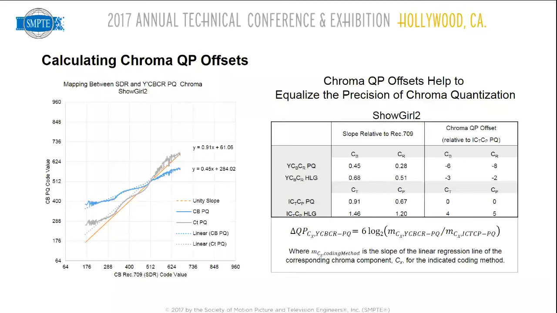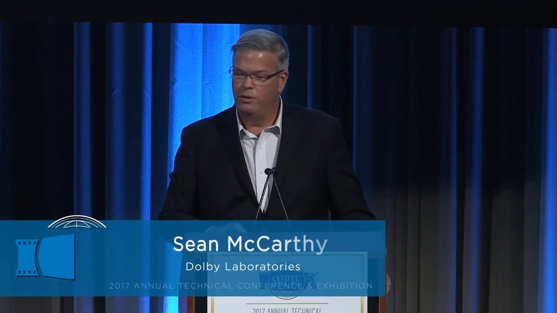And I use ICtCp PQ as my baseline, but I could have picked anything, because the relative changes in the Chroma QPs don't depend on what I use as the baseline. I picked that one as my baseline because that was most similar, again, to the SDR, if you remember. Okay? And so on the far right-hand side here on this table, the 2 columns there, those are the Chroma QP offsets that this methodology suggests I should use.